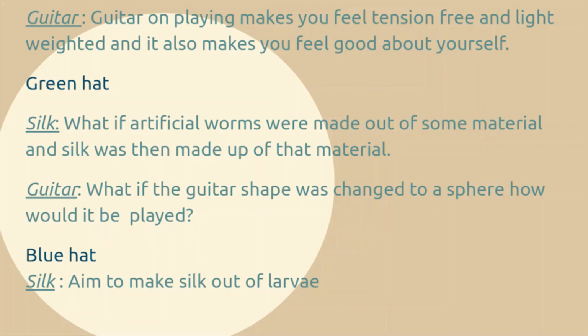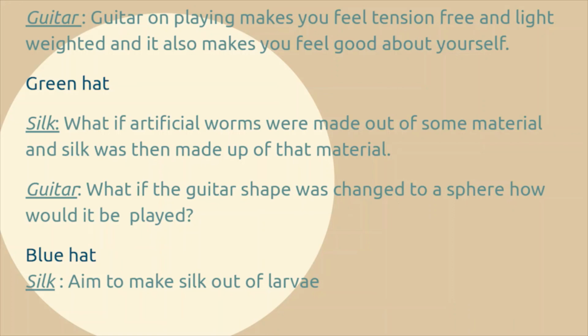Green hat. Silk. What if artificial worms were made out of some material and silk was then made of that material? Guitar. What if the guitar shape was changed to a spear? How would it be played?